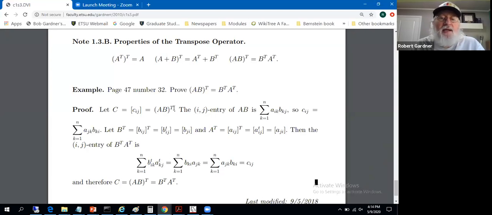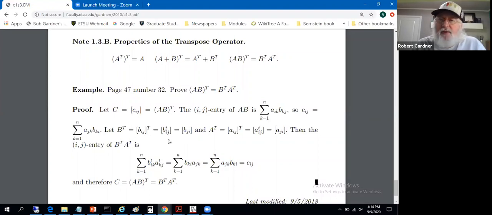Let's find the ij entry of B transpose A transpose and show they're the same. That'll show that the entries are the same, and we've got to show really all of the entries are the same to show a matrix equality. That's why it becomes all this stuff with ij's. All right, let's look at matrix B transpose. That'd be B sub ij transpose.